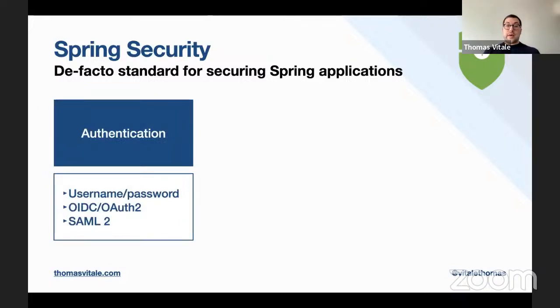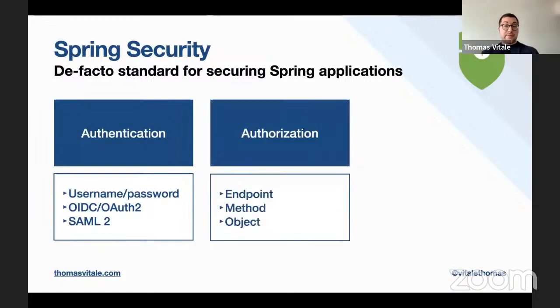We can implement authentication in different ways. Spring Security provides support for username and password-based authentication, for OpenID Connect and OAuth2. That's what we're gonna talk about today. SAML2. It handles authorization, and we can handle authorization at different levels, at the endpoint level, at the method level, or at the object level.